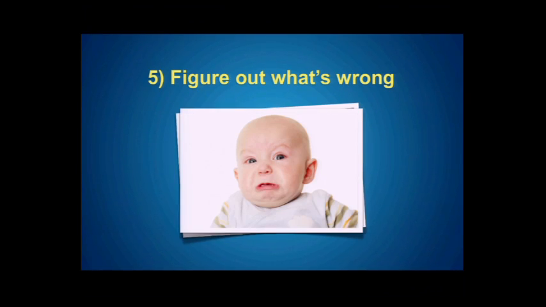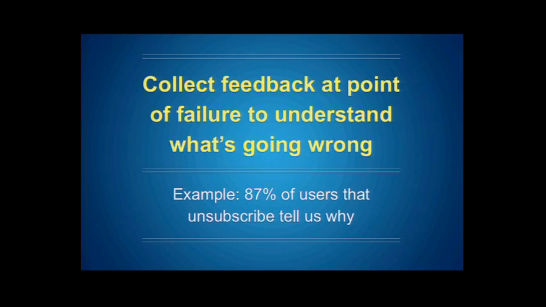And the fifth point is to figure out what's wrong. Now, babies can't talk, and a lot of the times you're not going to know why they're crying. The same thing sort of goes for your users. If at some point when they're using your app, they get bored or frustrated, they're just going to leave, and you're going to have no idea why. So to combat this, you really need to collect feedback at the point of failure to understand what's going wrong.